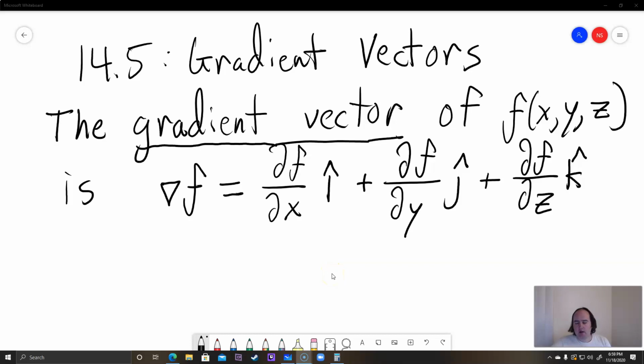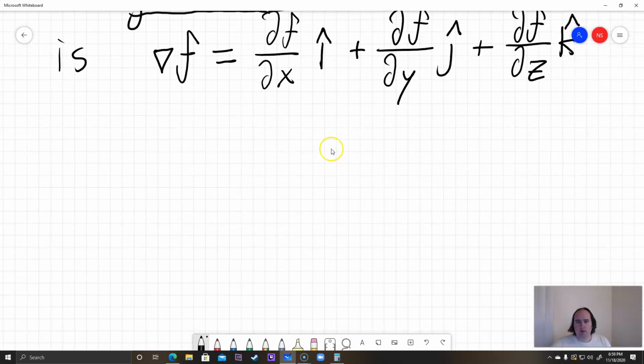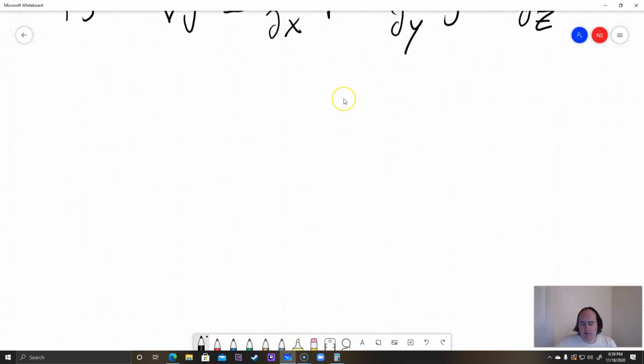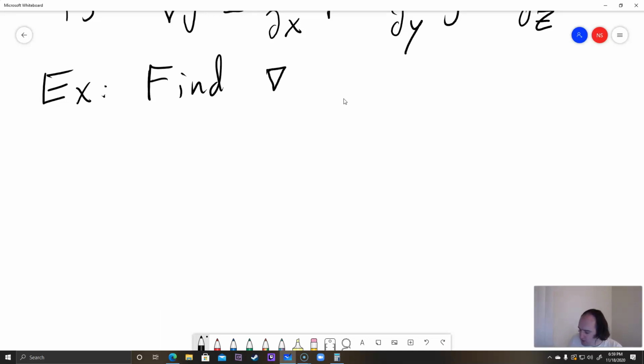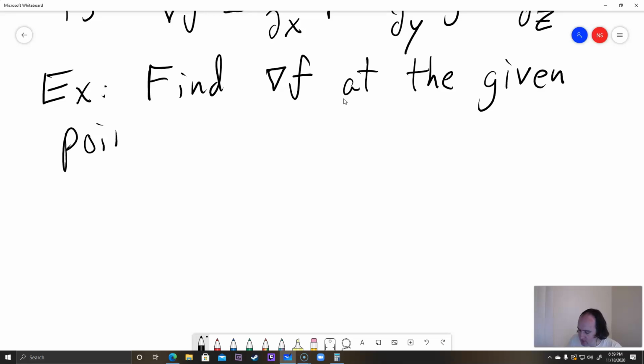Because these are long, I'm just going to do one of them. I'm going to do one of the hardest ones from your homework so you can see all the tricks. Okay, so example: find del f at the given point.